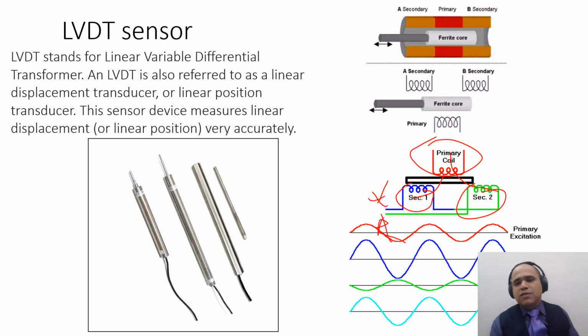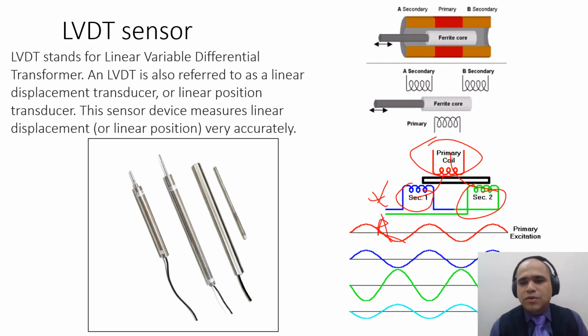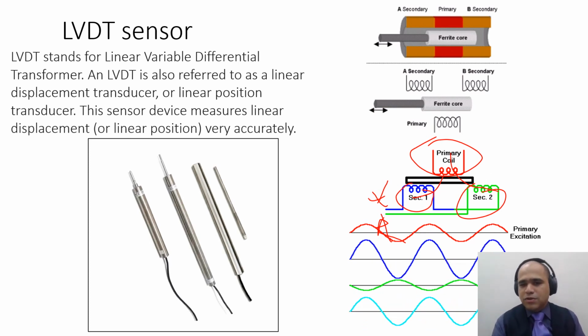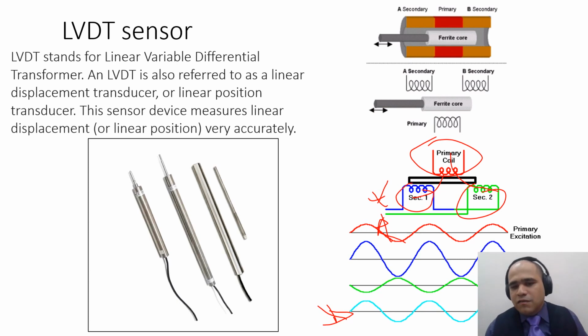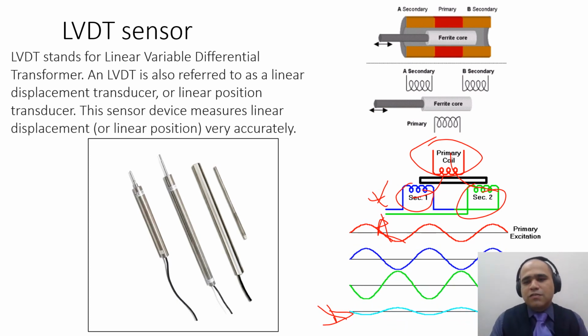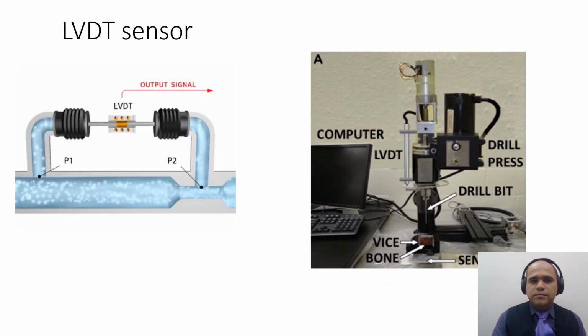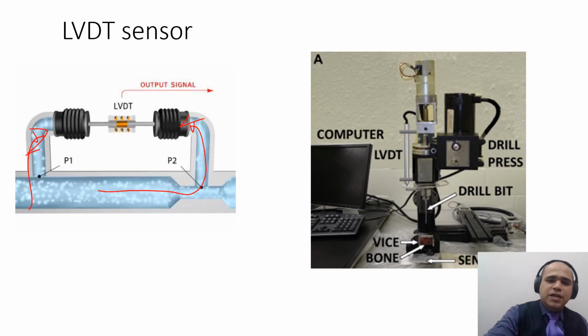The transformer is very useful because wherever there is the core, there will be a stronger magnetic path and more induced voltage in the secondary. Here you can see how the output signal varies from positive to negative with an out-of-phase sequence, which you can further process. LVDT can be used in a smart way to measure differential pressure and give an output signal, and it can even be used in precise drilling.